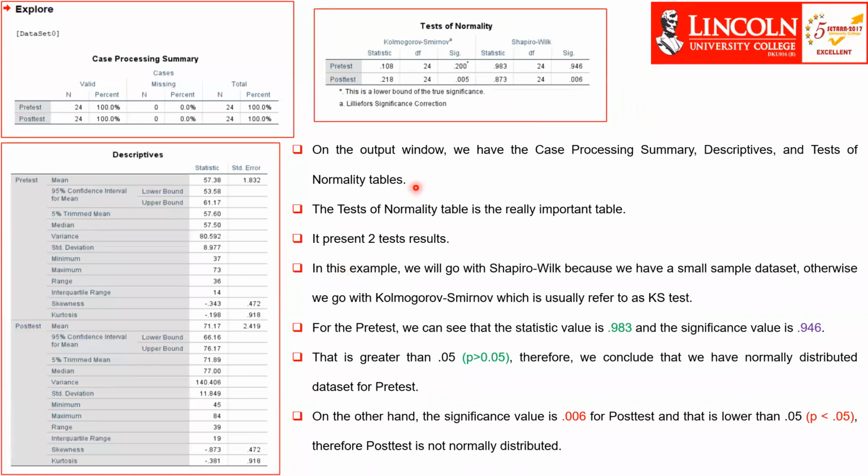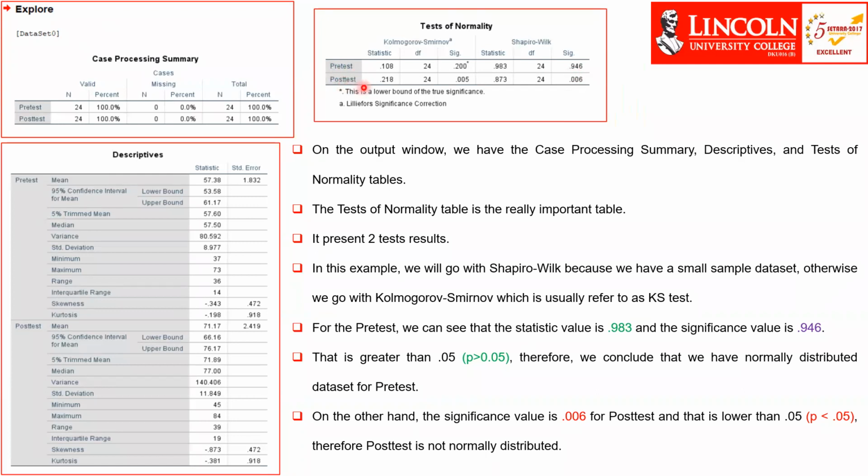Now, in this example, we go with Shapiro-Wilk because we have a small amount of data, which is 24 in number. But if your data set is large, then you can go for KS test. For the pre-test, we can see that the statistic value is 0.983 and the significant value is 0.946. This is greater than 0.05. Therefore, we conclude that we have a normally distributed data set for pre-test.